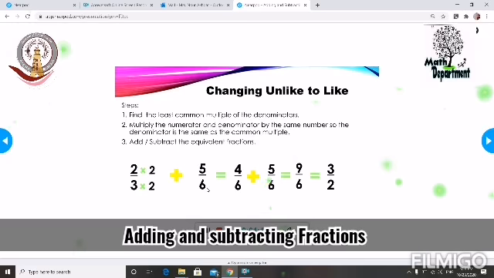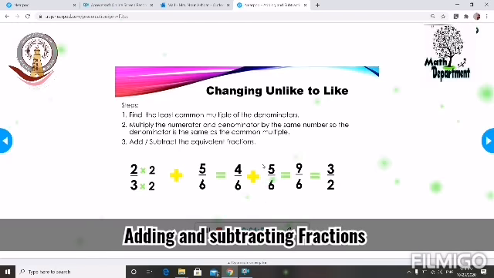So here, 2 over 3 plus 5 over 6. I need to find the LCM of 3 and 6. Here the 6 is a multiple of 3, so the LCM is 6 itself. That's why I put the common denominator here as 6. So this fraction I keep the same because its denominator is already 6, but I have to work with this one. The 3 I made it 6, so I multiplied it by 2. That's why I have to multiply up also by 2. So it will be 4 over 6 plus 5 over 6.